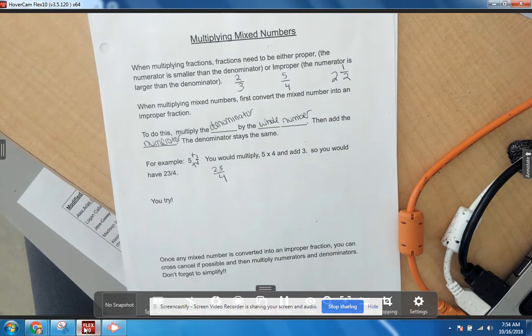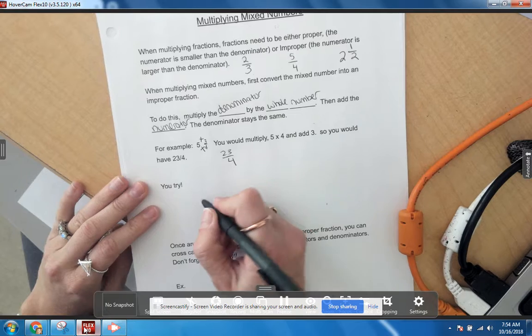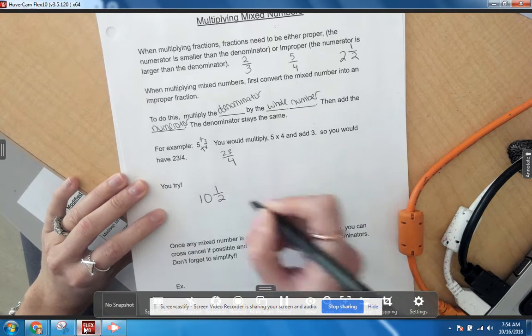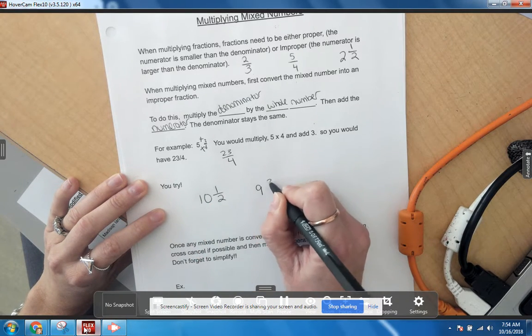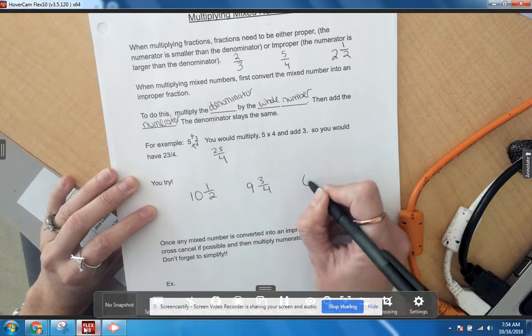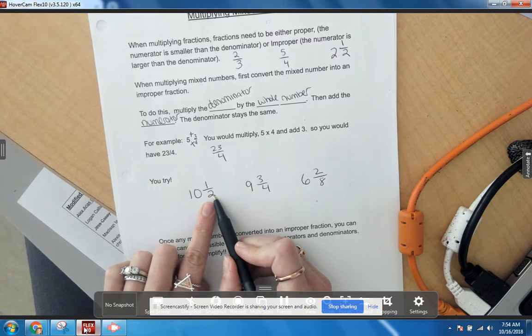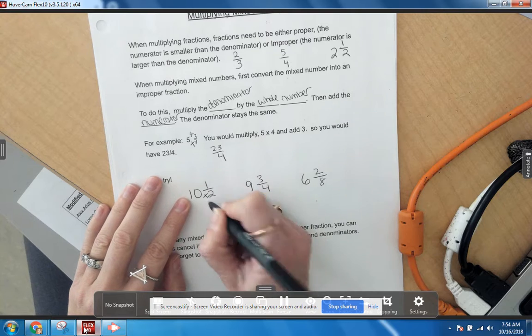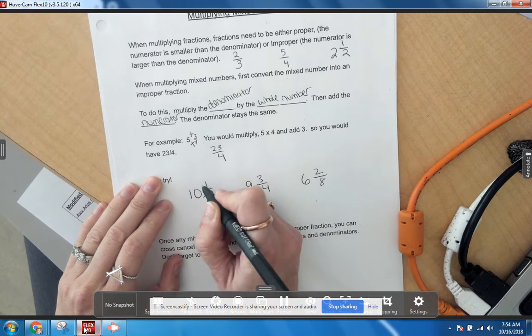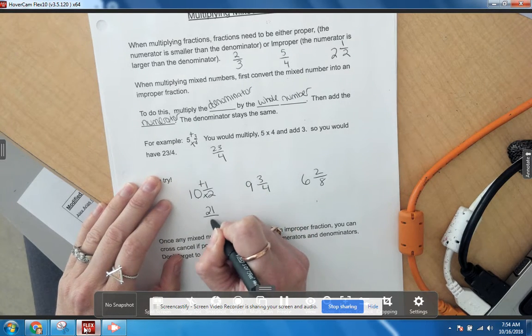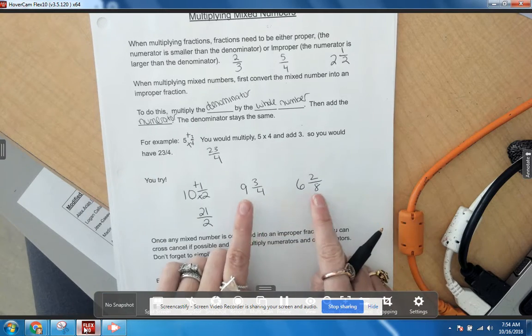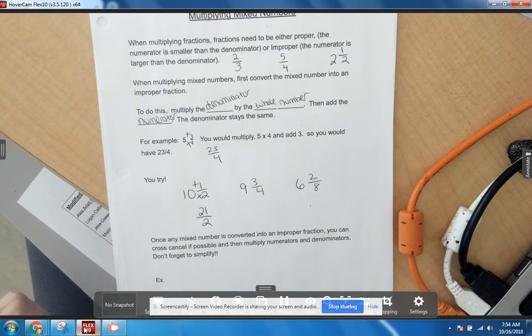So I'm going to put some mixed numbers for you to just practice. So let's say we have 10 1/2, 9 3/4, and 6 2/8. So I'll do the first one with you again as an example. You take the denominator, multiply it by the whole number, 2 times 10 is 20, add the numerator, that's 21, denominator stays the same. So you pause and try these two, making them improper.